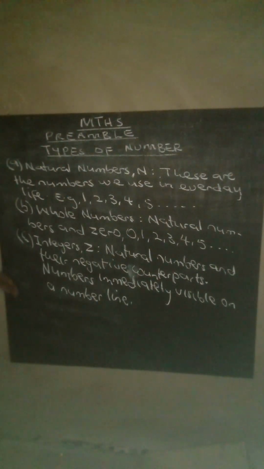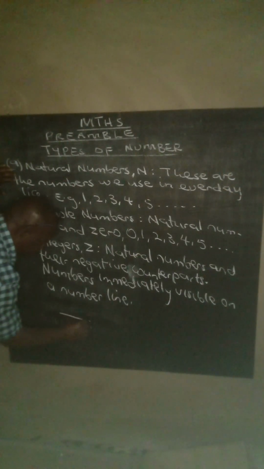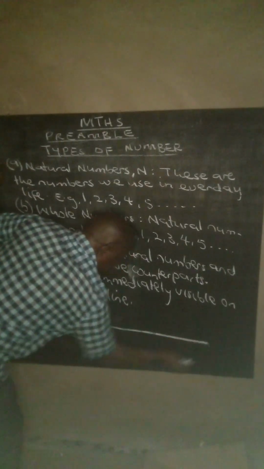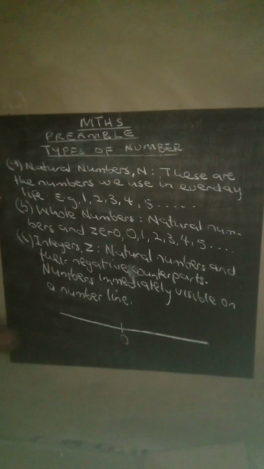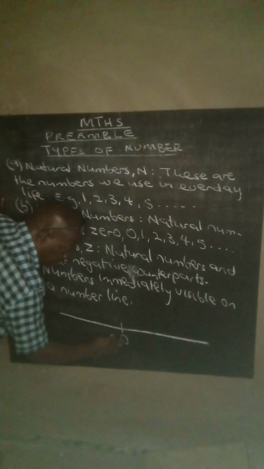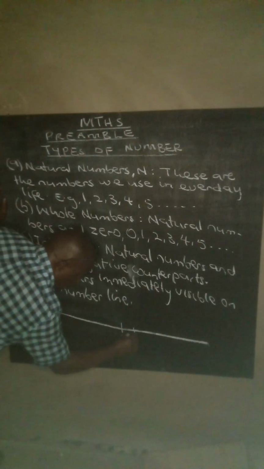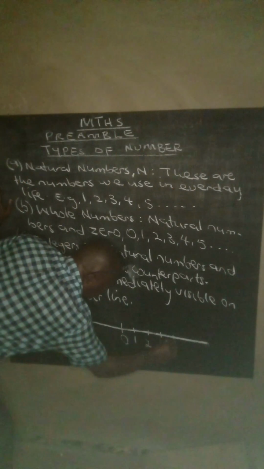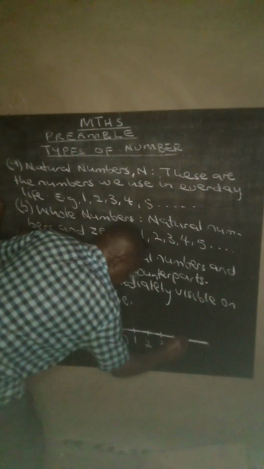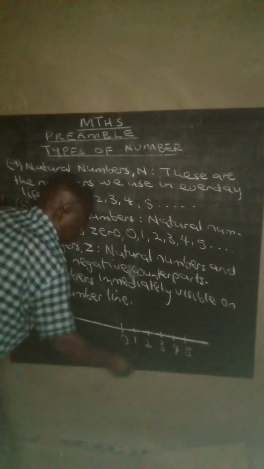Now, this is the number line. At the center you have 0, neutral. To the right you have 1, 2, 3, 4, 5, and it goes on and on.